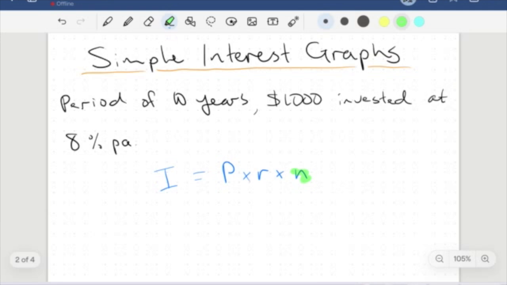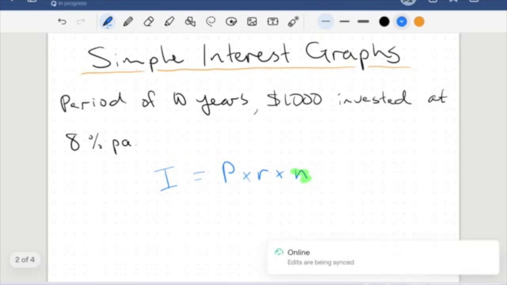But we're looking at this one example question for this video, which is that we have a period of 10 years. Over 10 years, $1,000 is invested at 8% per annum. So here I'll write it underneath, we've got our N here, our principal here, the initial amount of money, and we've got the rate here.